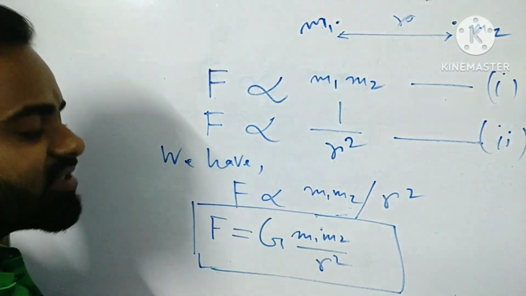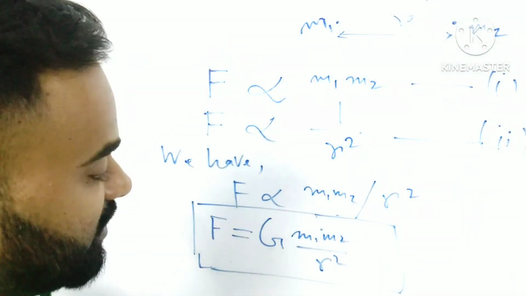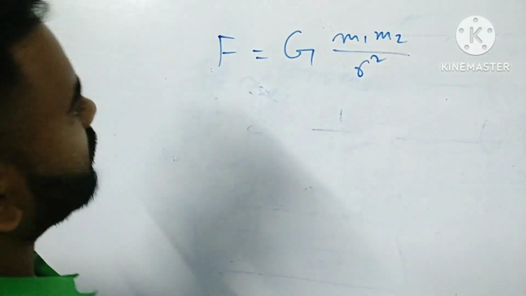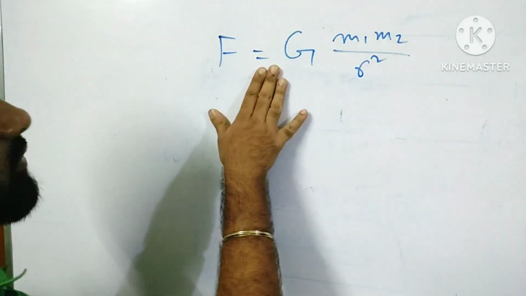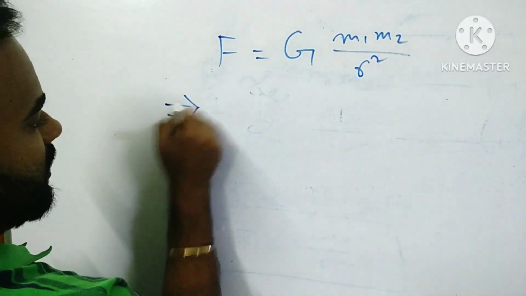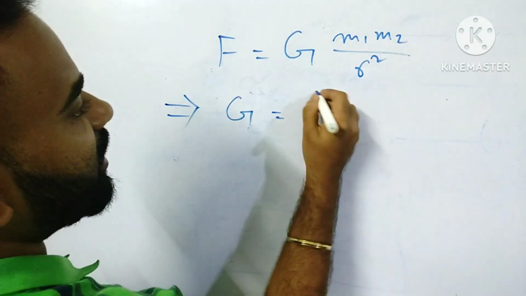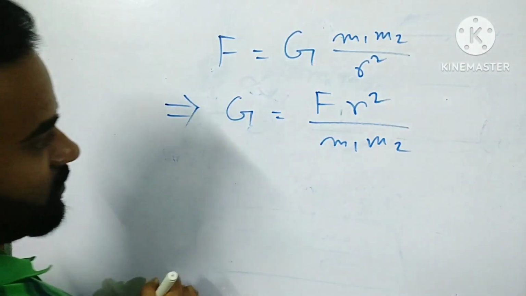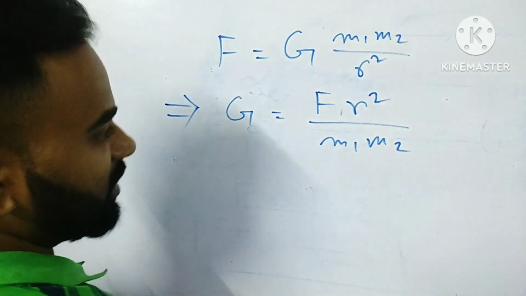This constant capital G is called the universal gravitational constant, and it has a definite value in SI and CGS systems. So from the mathematical expression of the universal law of gravitation, F equals capital G M1 M2 by r square, we can get the expression of capital G: F r square by M1 M2. So capital G equals force into the square of the distance divided by the product of the masses.